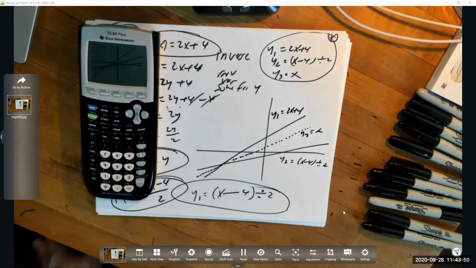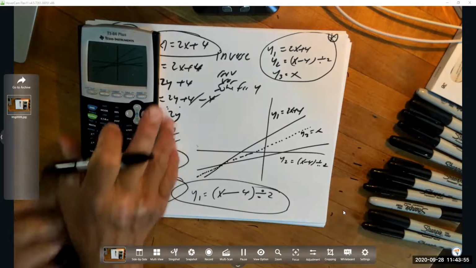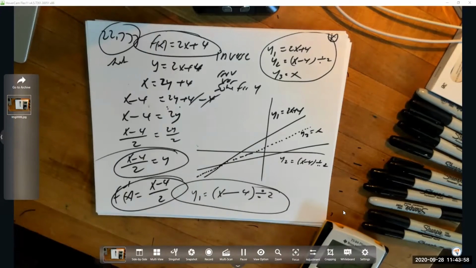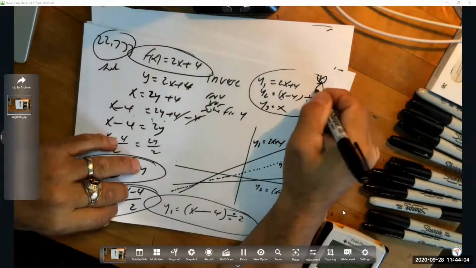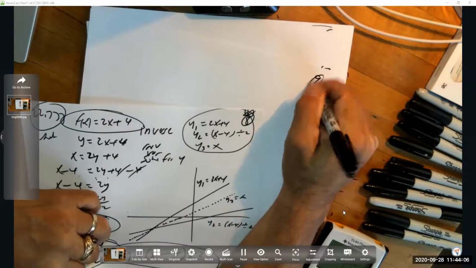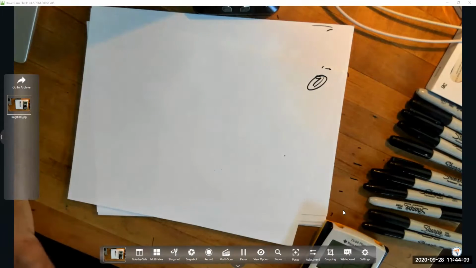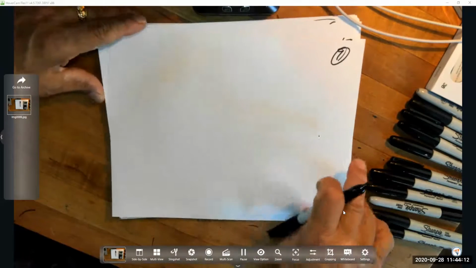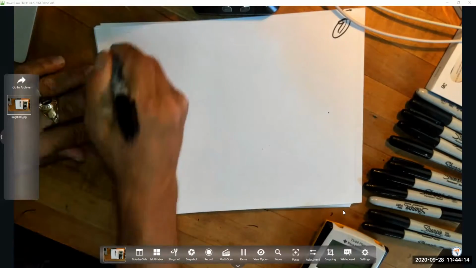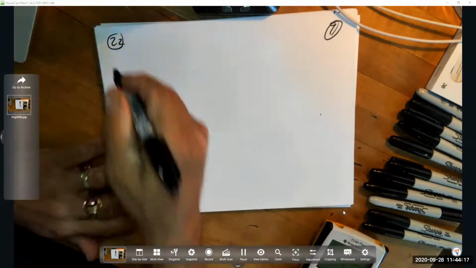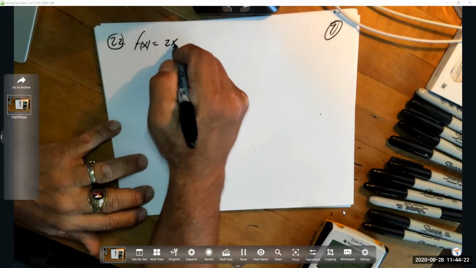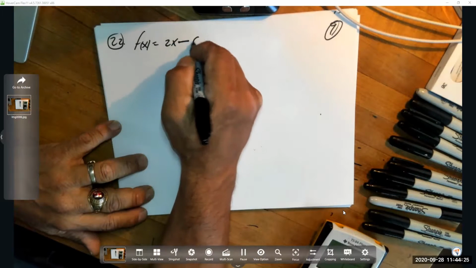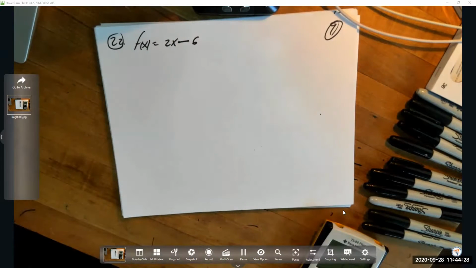Okay, I'm going to do it again. I'm just going to change the numbers, okay? Same problem, just different numbers. Number 22, it says f of x, and I'm going to change the numbers. 2x minus 6, that's the first graph.